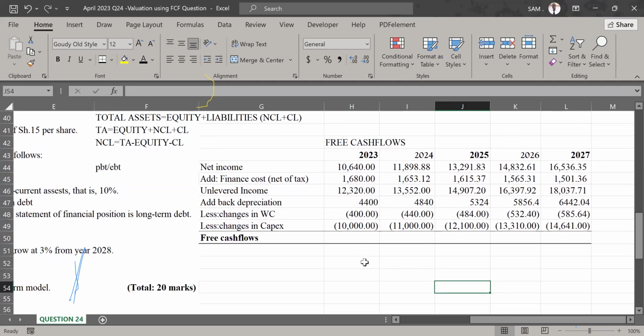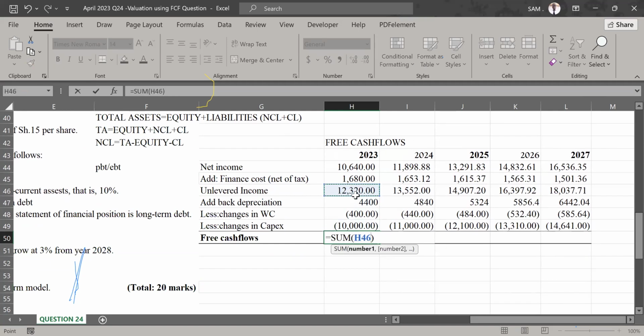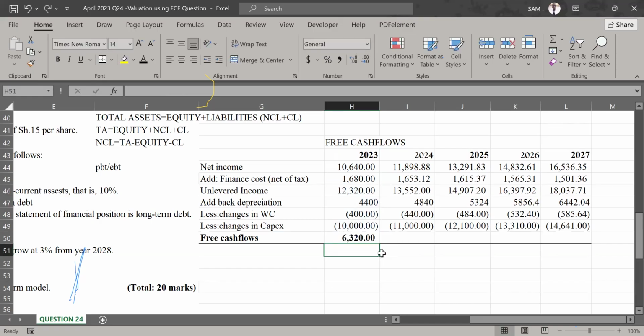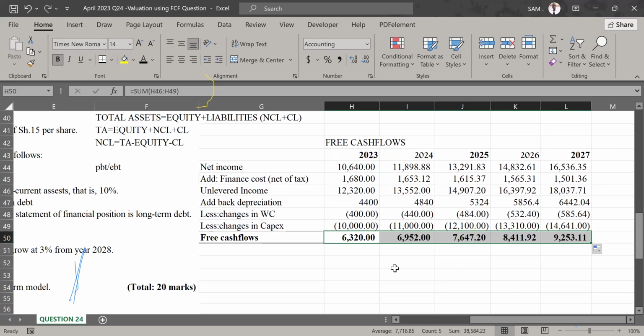And how do we get the free cash flows? It is the net effect from the unlevered income. Remember, we already have unlevered income, so we're just getting the net effect from here. Unlevered income, then we add back depreciation, then changes in working capital and changes in capital expenditure. So for year one, I'm getting 6320, and to the year 2027, those are the free cash flows.